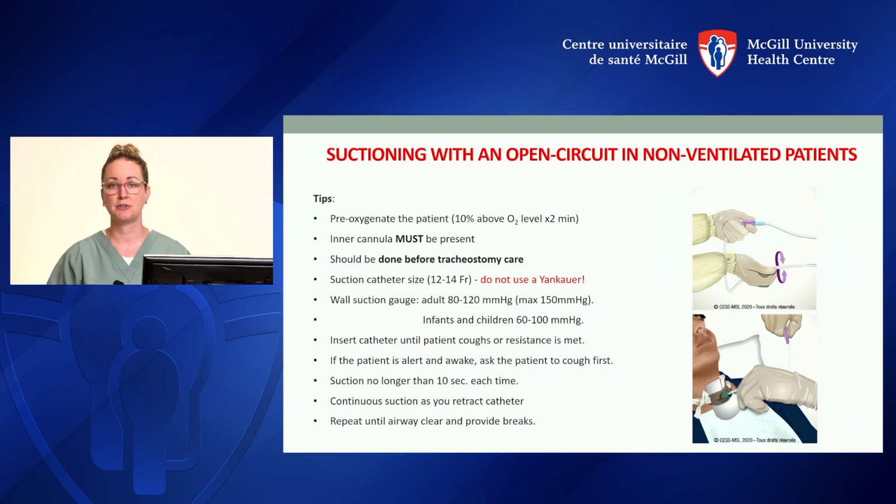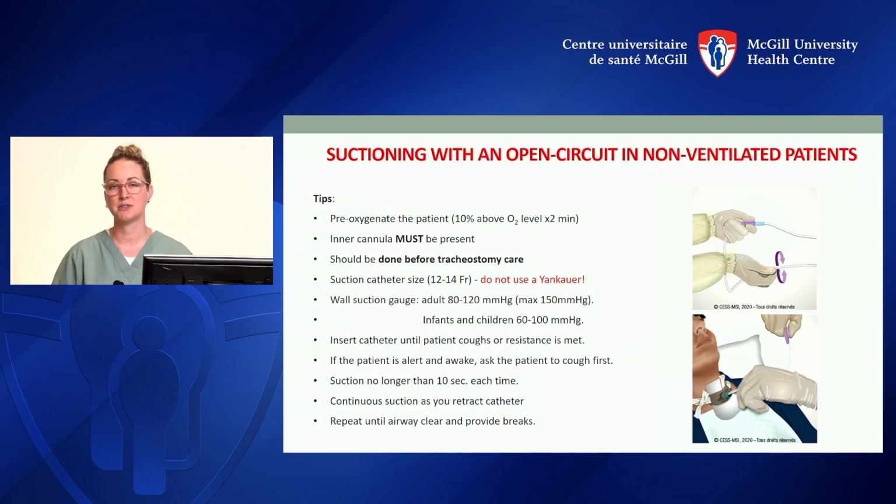Suctioning should usually be done before your tracheostomy care, just so that you clear the airway and clear everything, so that you don't have secretions all over the place when you're trying to clean around the site and so forth. We usually recommend a suction catheter size 12 to 14. It actually should be double the size of your tracheostomy tube. So if I have a size 6, I should go with a size 12 suction catheter.